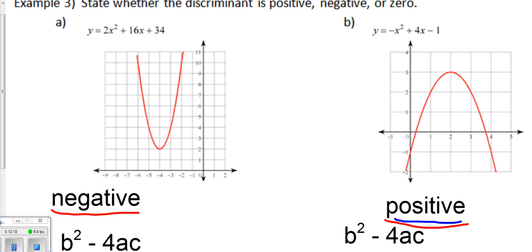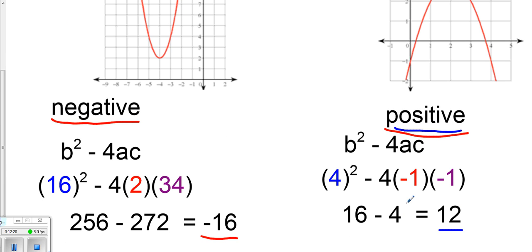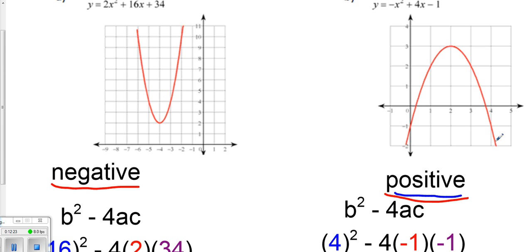So that all checks out. You don't need to double check it like this. You should be able just to look at the graph and see how many times it touches the x-axis to say if it's negative, positive, or 0.